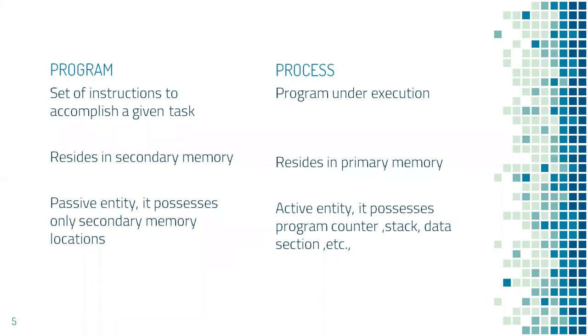Now let us see the differences between a program and a process. A program is a set of instructions to accomplish a given task, whereas a process is a program under execution. A program resides in secondary memory, whereas a process resides in primary memory. A program is a passive entity. It possesses only secondary memory locations, whereas a process is an active entity. It contains a program counter, stack, data section, etc.